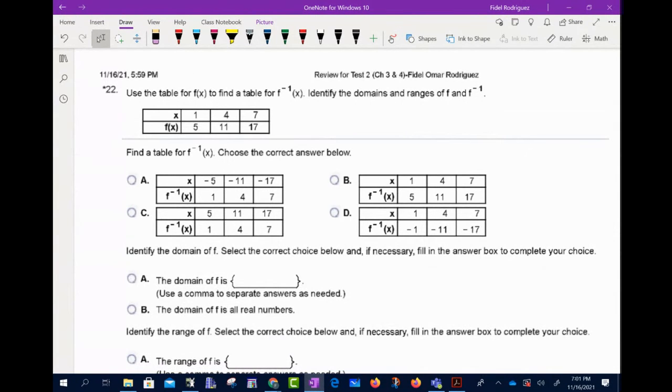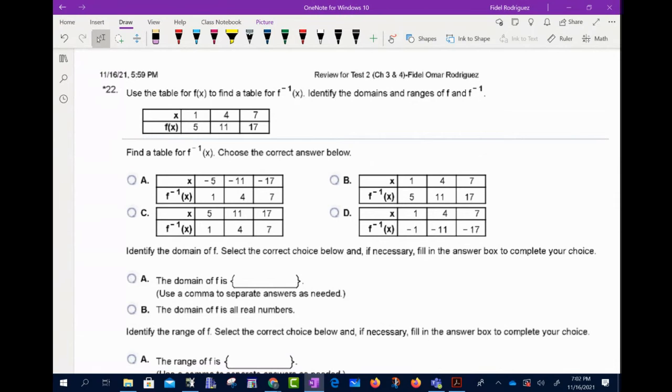use a table for f of x to find a table for f inverse of x, and then let's find the domains and the ranges. Okay, so remember what inverse functions do. Inverse functions, y'all, are kind of like if I drove, like today, from Edinburgh to Westville. The inverse is going to be tonight when I leave here, I'm going to drive from Westville back to Edinburgh, right?